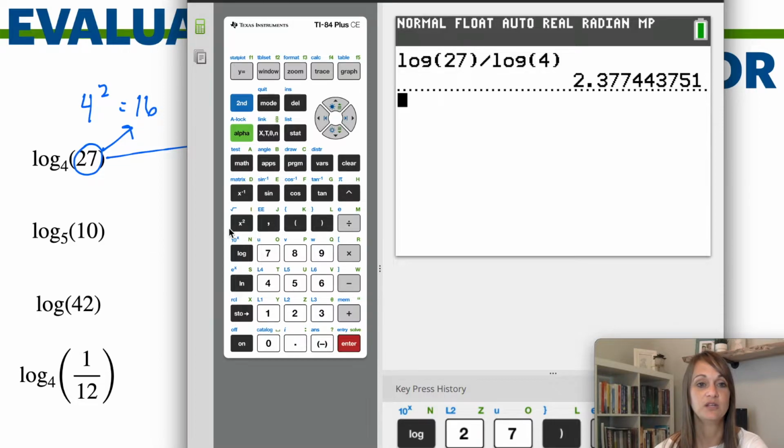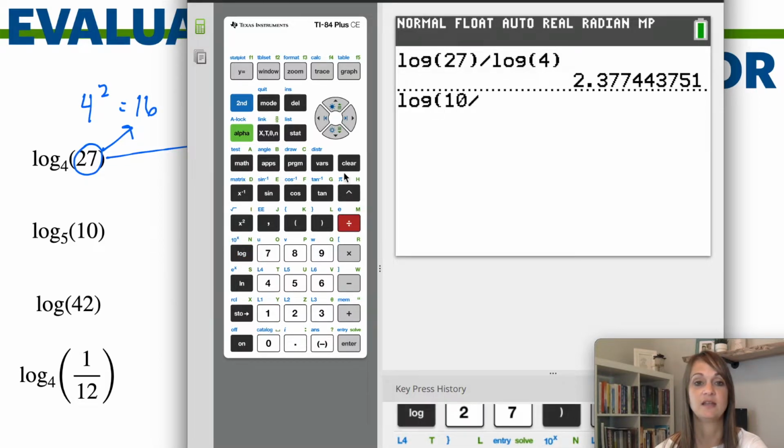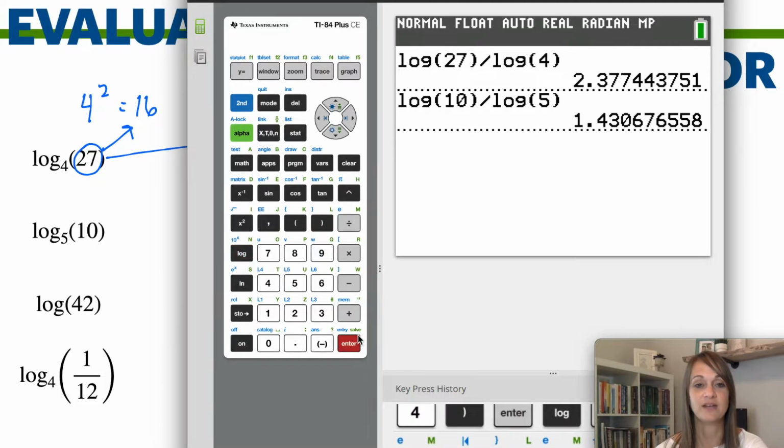The next one, you would do log base 10, or log of 10. Oops, I didn't hit the parentheses. You must use the parentheses. Divided by log of 5. And your answer would be 1.43.